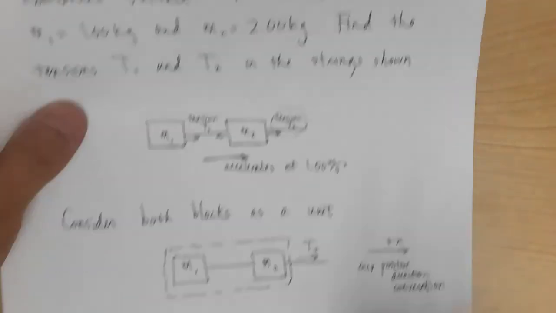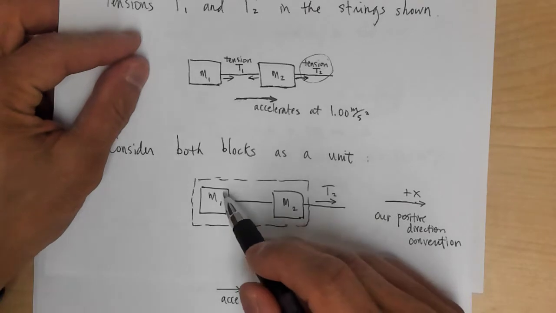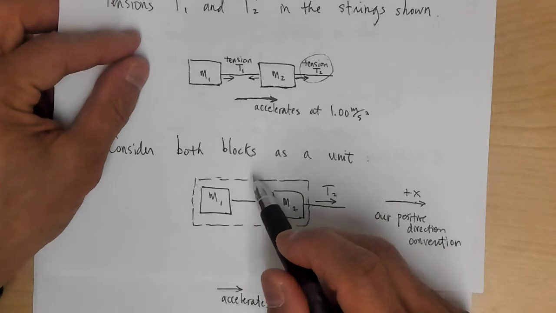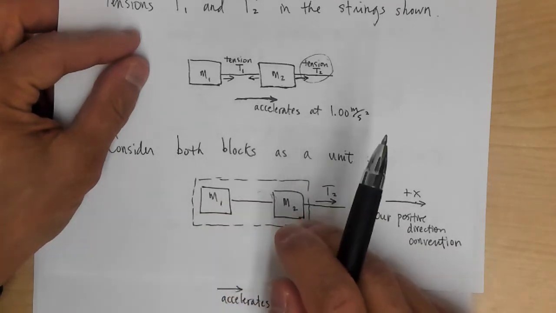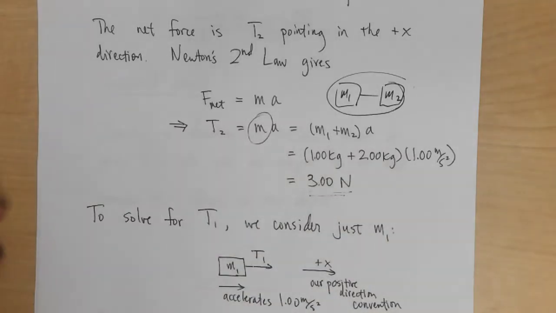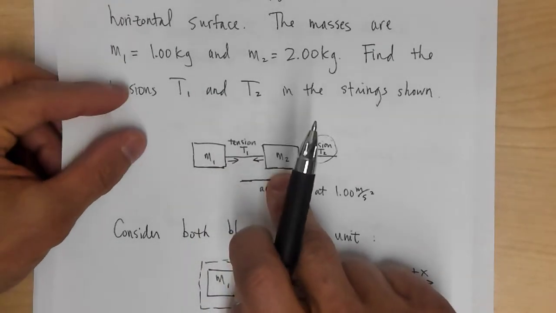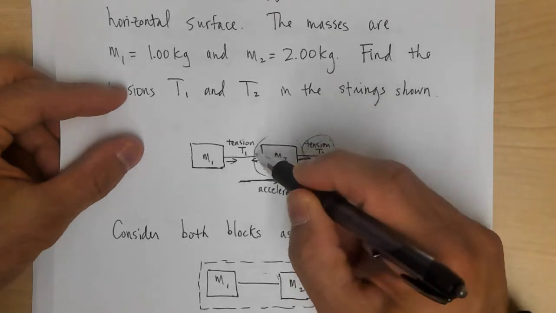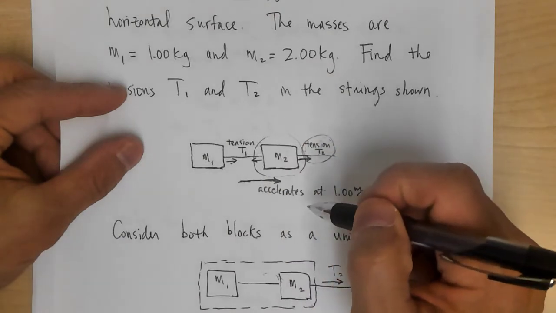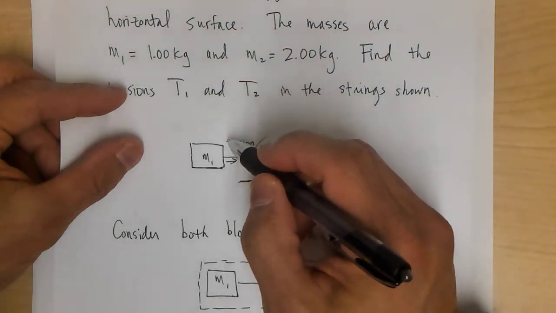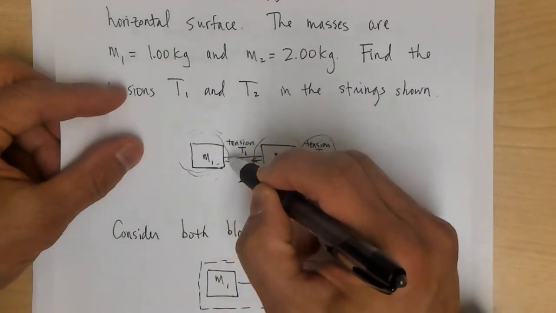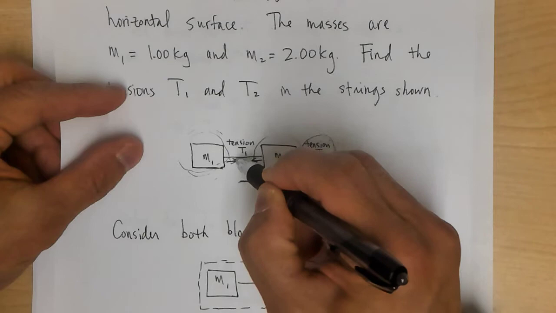Now, considering both blocks as one unit won't help us get the tension T1. For that, we should consider one of the blocks separately. So we could consider M1, or we could consider M2. Now, I'm going to be lazy here because M2 is kind of complicated because it has T1 and T2 touching it. I'd rather get the answer as quickly as possible, so I prefer looking at M1 because the only force acting on M1 is T1. Force going like this.